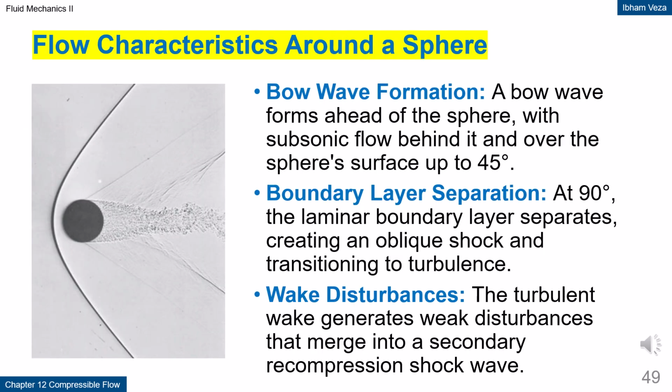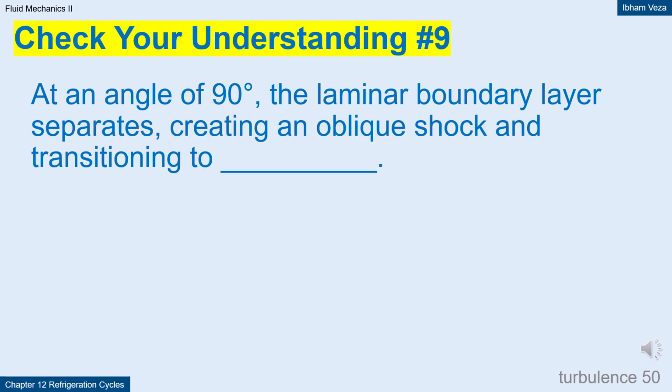Flow characteristics around a sphere. In front of a sphere, a bow shock forms with subsonic flow behind it. The laminar boundary layer separates at a certain angle from the surface. After separation, the flow becomes turbulent and forms a wake behind the body. Disturbances in the wake can merge into a secondary recompression shock. This pattern shows how complex supersonic flow around blunt bodies can be. At an angle of 90 degrees, the laminar boundary layer separates, creating an oblique shock and transitioning to turbulence.